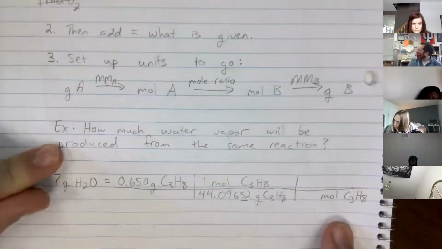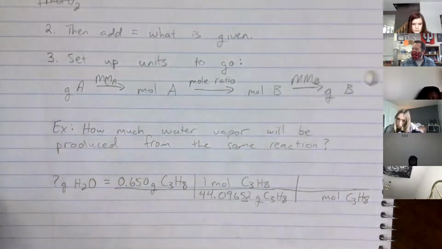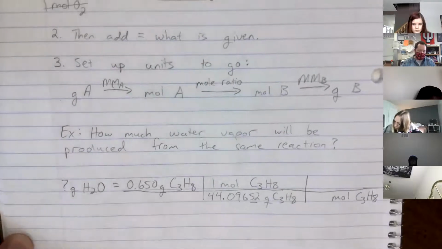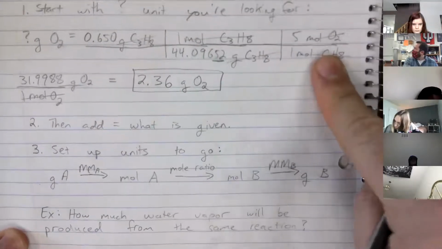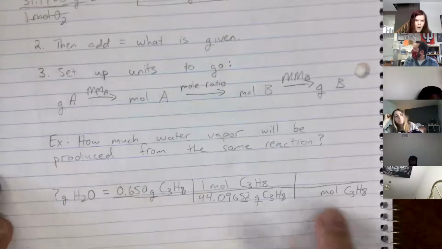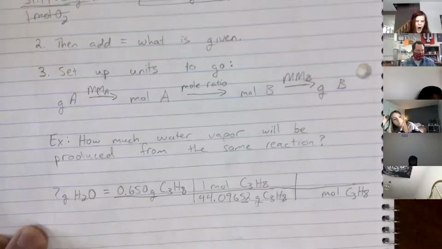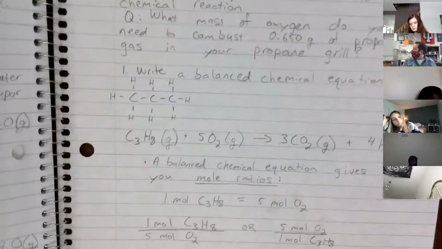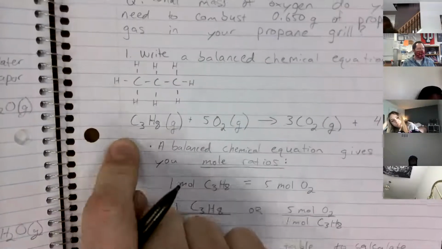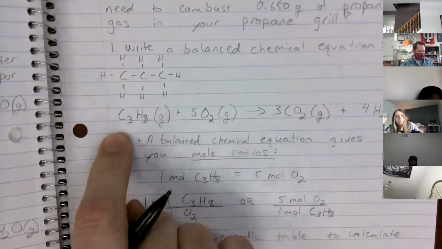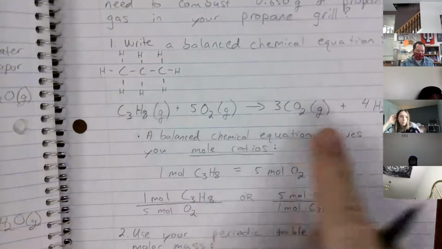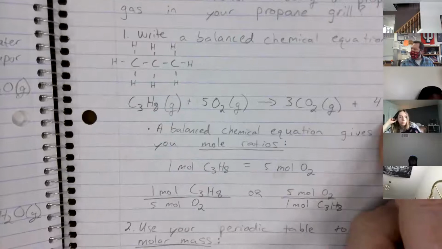Moles of propane on bottom. Here's the difference. Here's where it gets a little bit different than what we have been doing. Instead of going to oxygen, up here we went to oxygen. Now I need to go to water. Well, turn back. Okay. Here's our balanced chemical equation. 1 mole of propane, so that number hasn't changed. 1 mole of propane is going to make 4 moles of water.